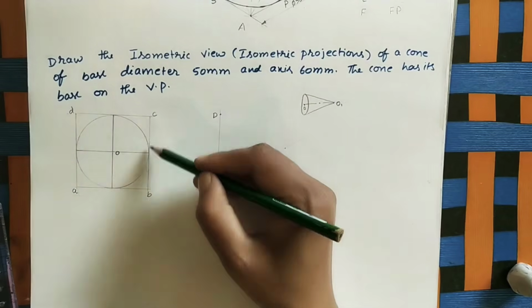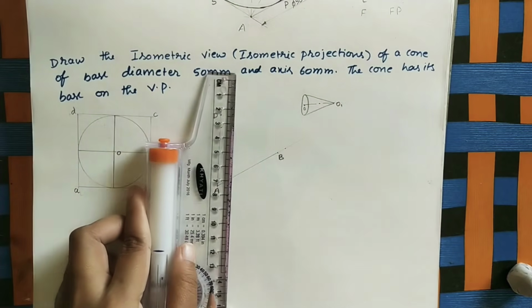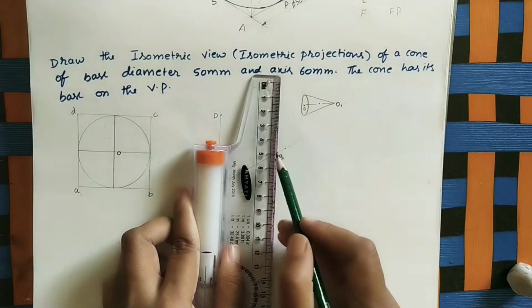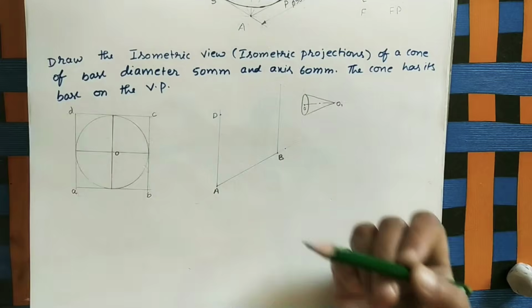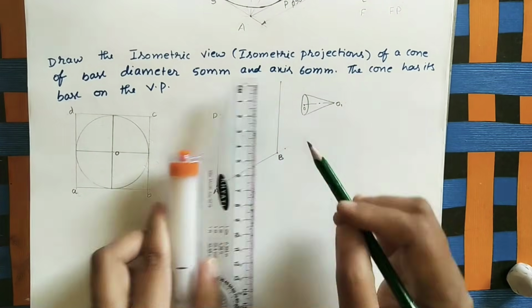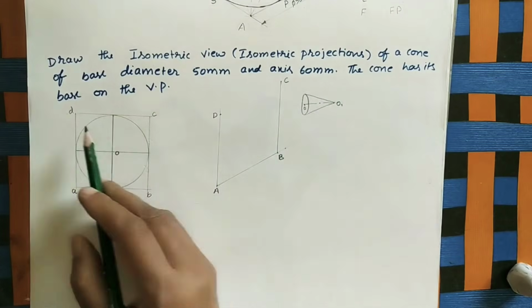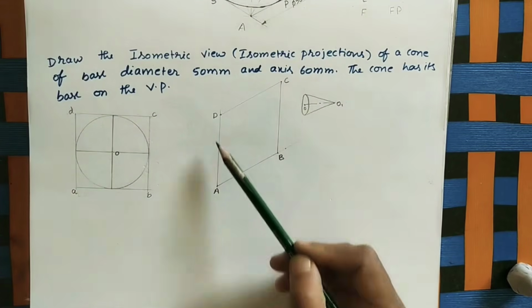Now at B draw the vertical line. As I told, vertical lines are coming as they are. Take this as the reference line. At B draw the vertical line like this. How much length? BC length is also 5 centimeters. Now this point is point C. Join D and C. Here we took this box in the isometric form.